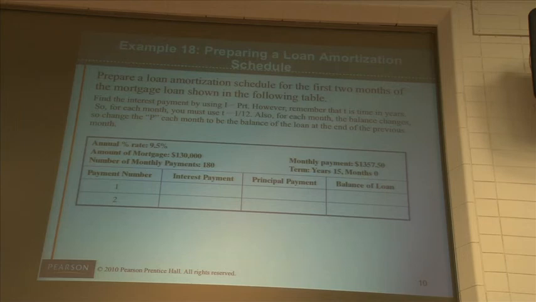We have an interest rate of 9.5%. The amount of the mortgage was $130,000. You plan on paying 180 times. Okay, 180 payments. And we have a monthly payment of $1,357.50. And this is going to be spread out over 15 years. Okay, so we have to find the first payment. First things first, you got to know your interest.